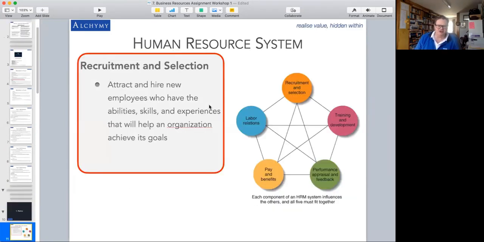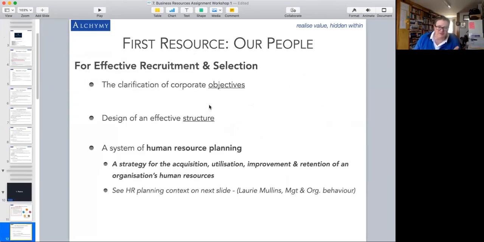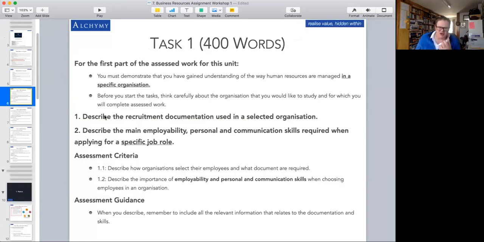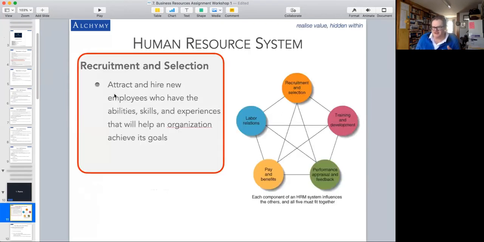Like we said, here's a human resource system. It's about getting the right people in place. But really, we're focused on recruitment and selection, which for this module, because task 1 is describe the recruitment documentation and describe the main employability, personal communication skills. So we're talking about recruitment and selection. Remember, it's 2 processes. Recruitment is about attracting as many people who can do the job, and selection is about selecting from them.